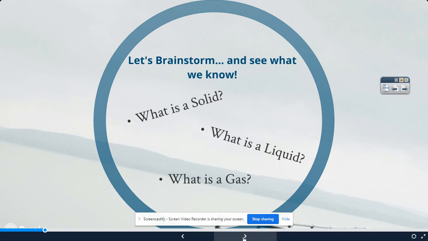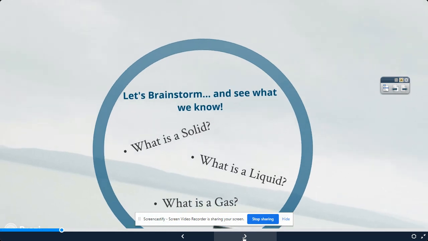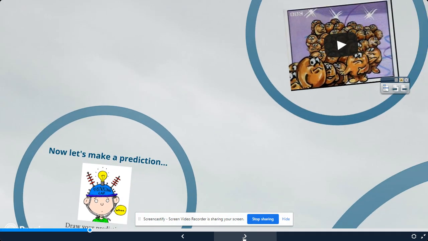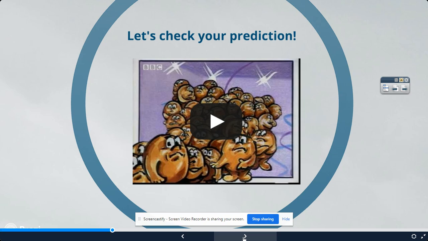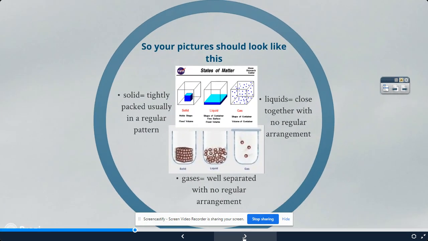So first, I want you to think about what is a solid, what is a liquid, and what is a gas. These seem like super simple terms, but we go a little bit more in depth about what those words mean and what they look like and where they appear in the world and in our everyday lives. So we're going to keep going a little bit. Okay, so they made some predictions on the previous slides, but we're just going to use this slide to talk about what is a solid, a liquid, and a gas.